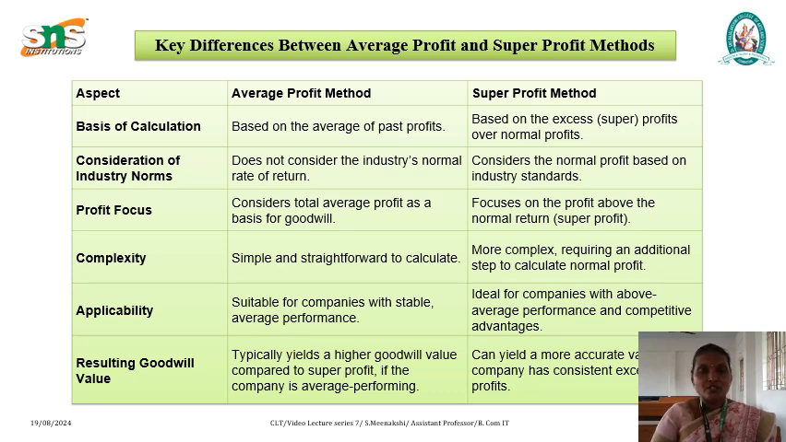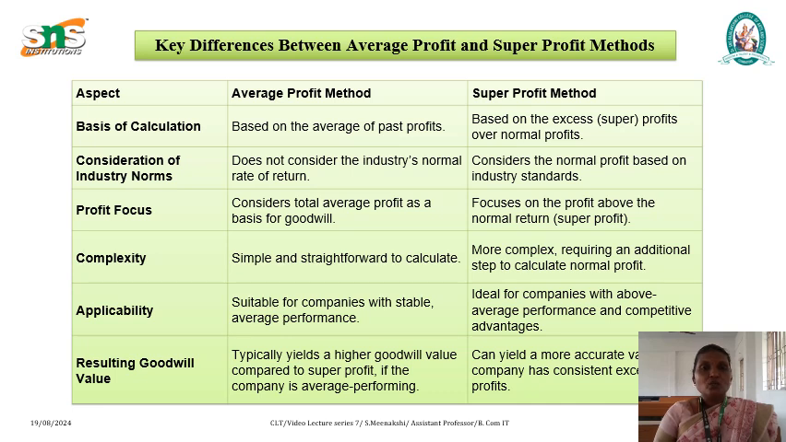On the basis of calculation, the average profit method of calculating goodwill is mostly based on past years' profit. We have to calculate the average of past years' profit. In the case of the super profit method, the excess profit over normal profit is ascertained. Then industry norms consideration. The average profit method does not consider the industry's normal rate of return, whereas the super profit method considers the normal profit based on industry standard. So industry standard is taken into account in the super profit method, whereas the average profit method does not consider industry norms.